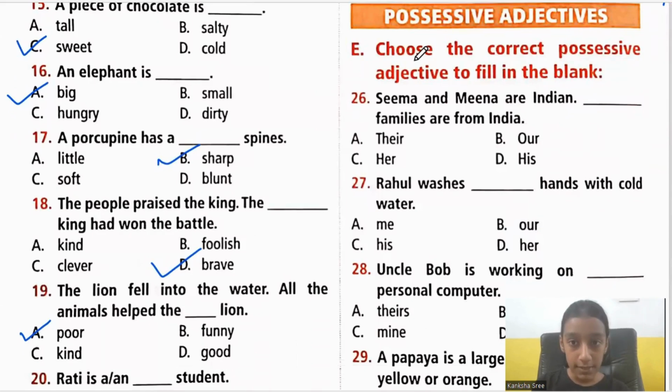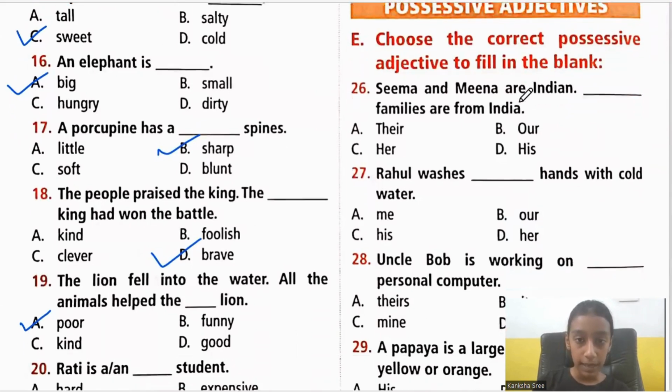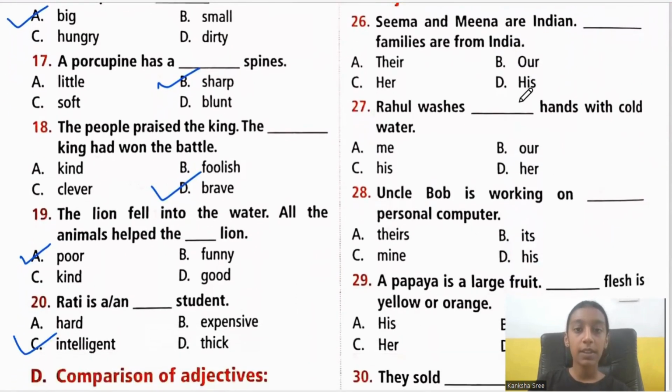Next, possessive adjectives. Choose the correct possessive adjective to fill in the blank. 26th one. Seema and Meena are Indian. Dash families are from India. So here we are talking about Seema and Meena, two people in which you are not included. We have already learned this in pronouns, very easy. So what did I tell you to use, children, when you're not included in it? It is their. So it's option I. You can watch the previous video that's already available on the channel. That is all about pronouns. So you'll get much more clarified.